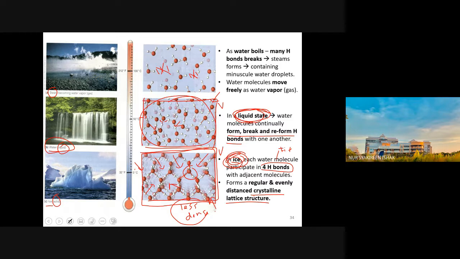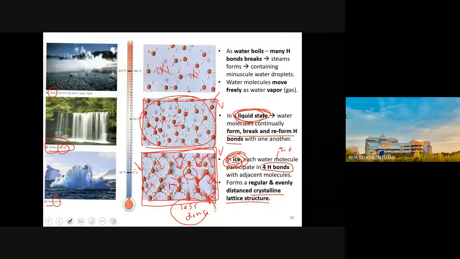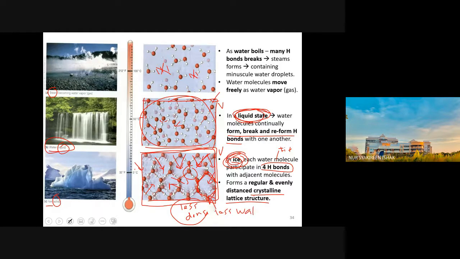But for water in the ice state, there are fewer water molecules compared to water in the liquid state, where there are more water molecules. Why does ice have fewer water molecules available? Because it has to form a crystal structure here, so that the hydrogen bonds between the water molecules are fixed, and also due to the presence of spaces between the crystal structure. So there are fewer water molecules available for the same volume of water in the ice state.